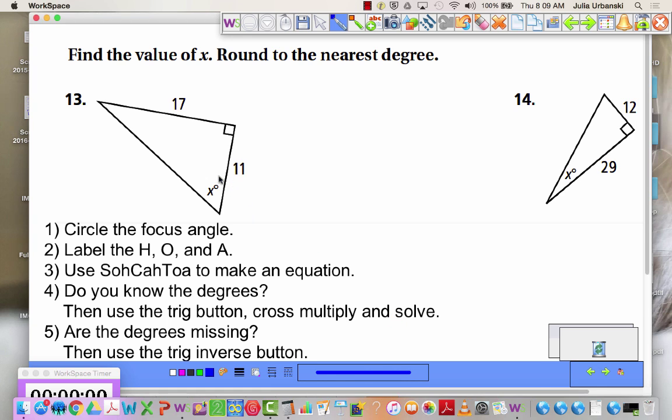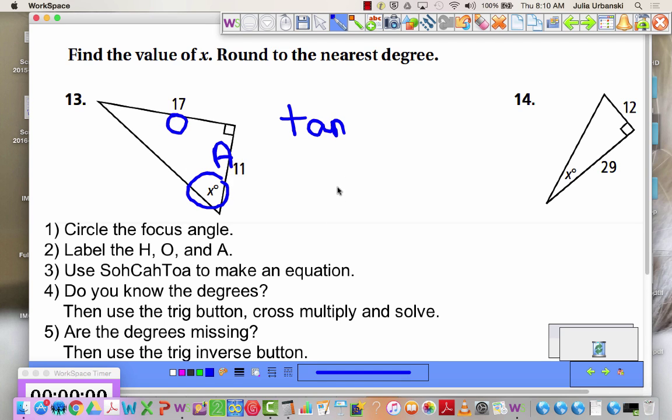Okay, focus angle is X, because it's the only one that's there. Never use 90. What did you call 17? Opposite. Good. And what did you call the side for 11? Adjacent. It's right next to it. Opposite and adjacent. O and A go with what word? Tangent. TOA. So we're going to say the tangent of the angle.